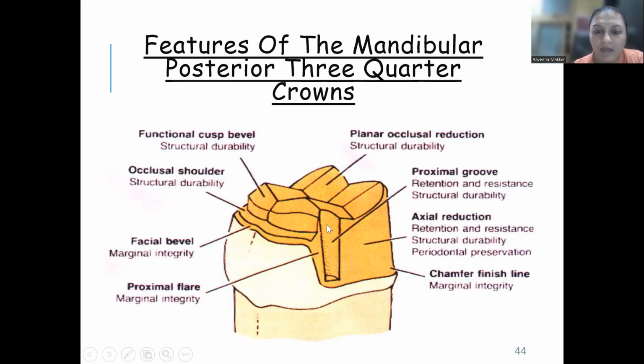Then the proximal flare is formed, that is the flat geometric plane on the facial surface, and the occlusal shoulder is finally beveled, which forms the facial bevel. So these are all the features of the mandibular posterior three-quarter crowns.